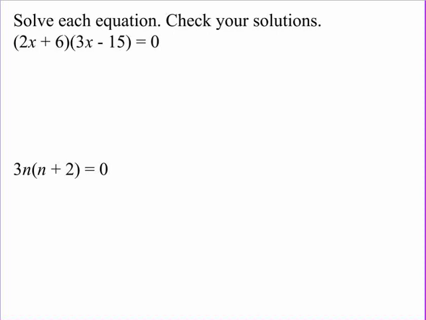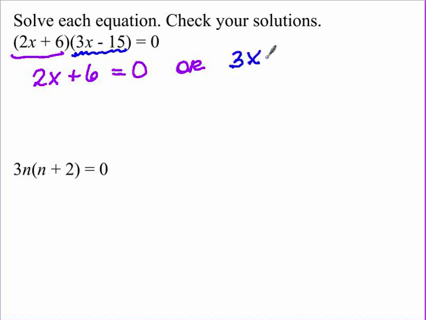Now, in order to solve these, we're going to use something known as the zero product property. What the zero product property states is if you have two terms, and when you multiply them together it equals 0, then either 2x plus 6 equals 0, or 3x minus 15 equals 0. So I've just got two basic equations I need to solve.